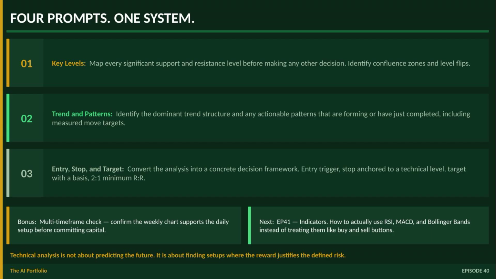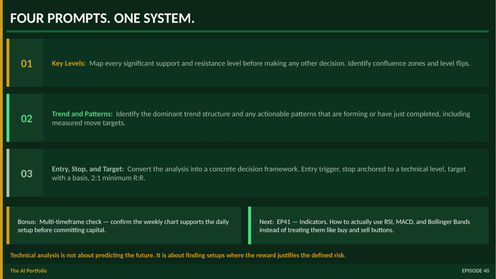Prompt 1, key levels. Map every significant support and resistance level before you make any other decision. Prompt 2, trend and pattern. Identify the dominant trend structure and any actionable patterns that are forming or have just completed. Prompt 3, trade setup. Convert the analysis into a concrete entry, stop and target with a quantified reward to risk ratio. Bonus, multi-timeframe check. Confirm that the weekly chart is telling the same story before you commit.